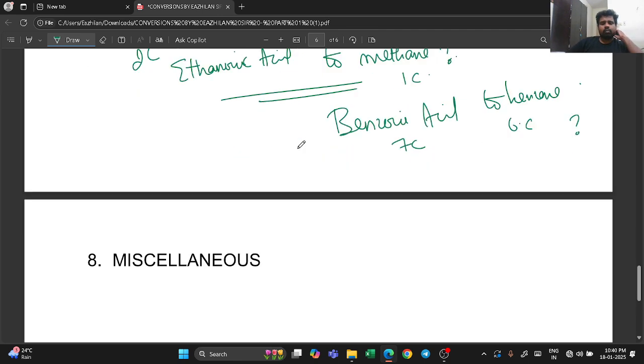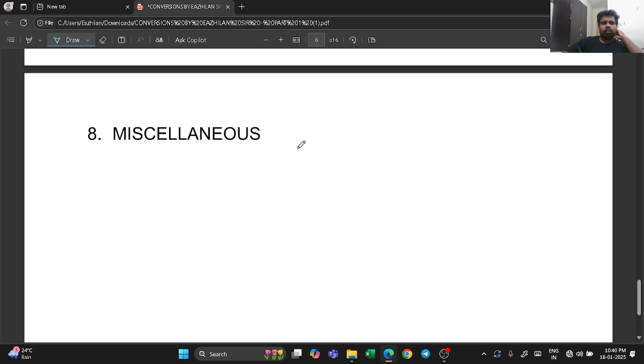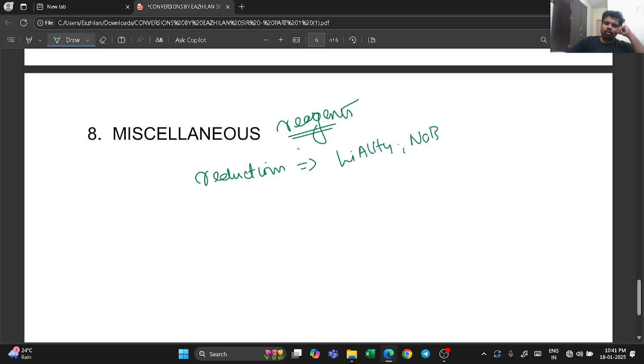Well, at last we have some miscellaneous conversions which don't involve any of the above types. It may not be based on name reactions, it may not be based on mechanisms, but it may be based on some reagents. Okay, like reductions using lithium aluminum hydride, or NaBH4, or H2 in the presence of Pd. Some type of reductions or oxidation reactions.